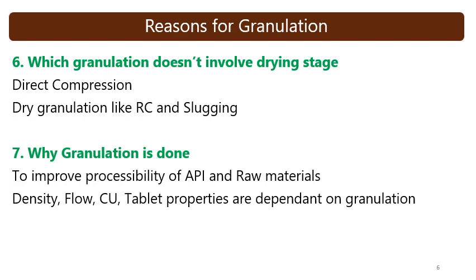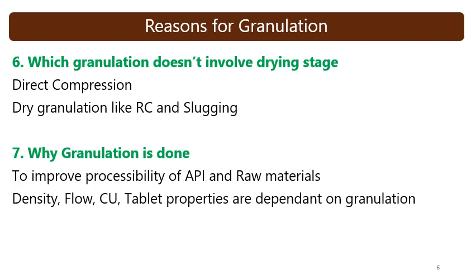Granulation in the pharmaceutical industry is done for tablet formulation to improve the processability of API and the raw materials. If the API and raw materials are easily processable, they have good flow, good compressibility, then you can go to the direct compression process. And if some other things are required like densification, flow, content uniformity, and the tablet properties like hardness and disintegration, that time granulation is done.